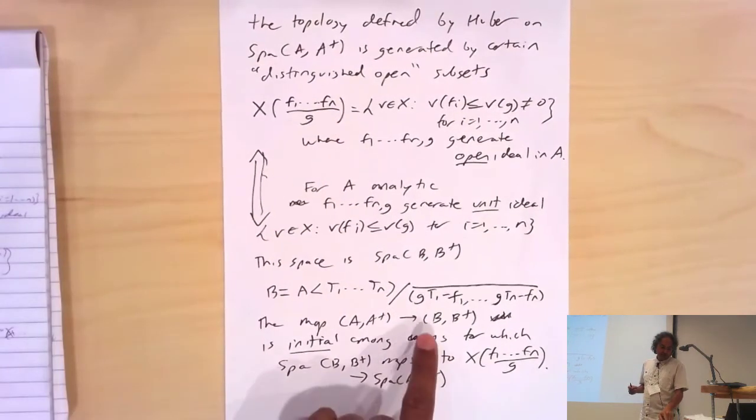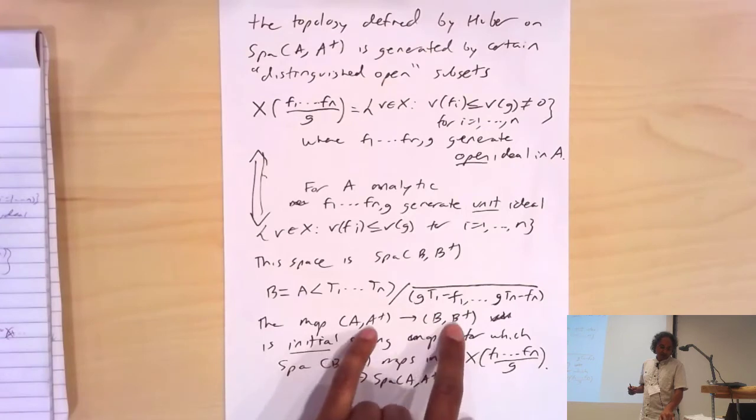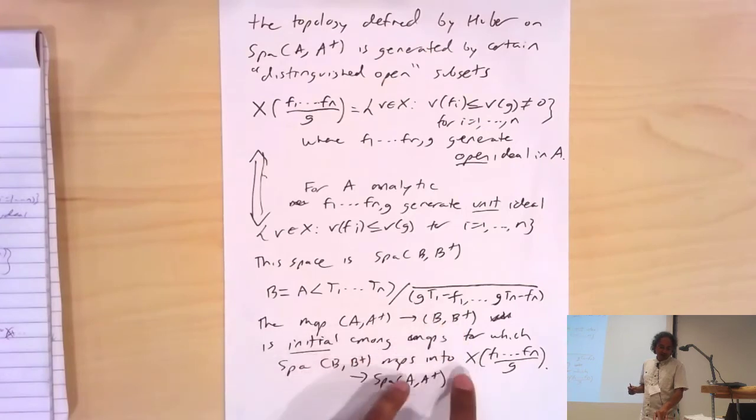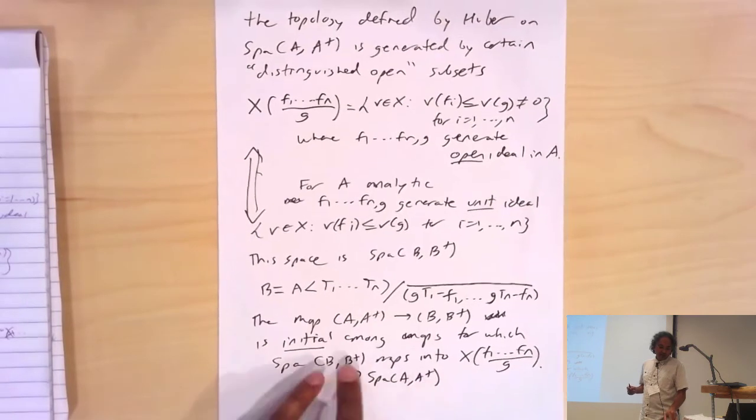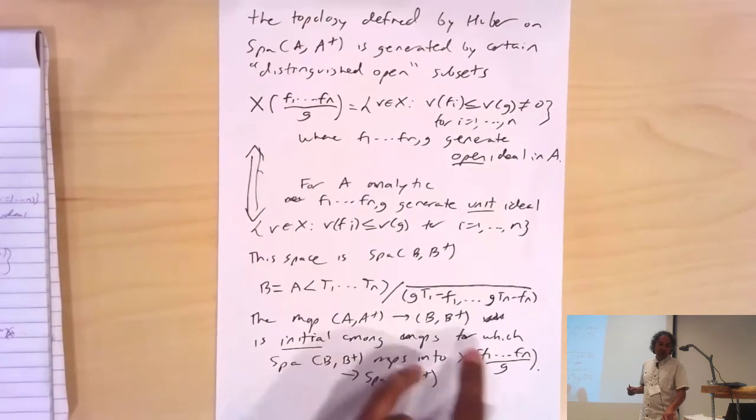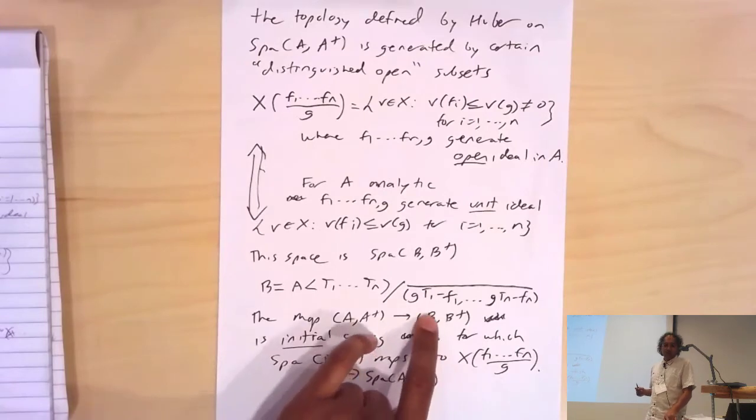And this, so the condition here is that if a map has image, the map on SPAs has image landing in here, then it factors uniquely through this. And so that's a universal property.